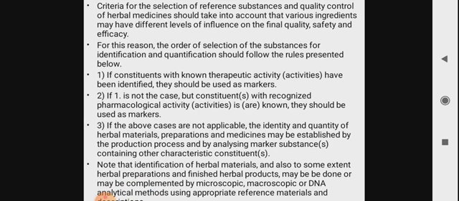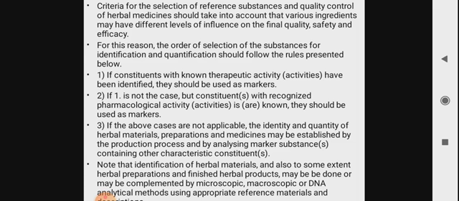Second thing, if the chemical constituents or their nature or their therapeutic activity is not known, then we can go for their bioassay or for their pharmacological activity study. Means preclinical and clinical study for finding the use or the nature of the chemical constituents as a medicine.